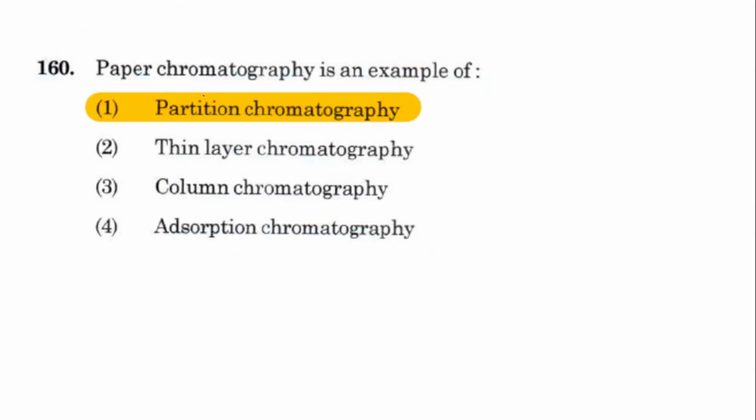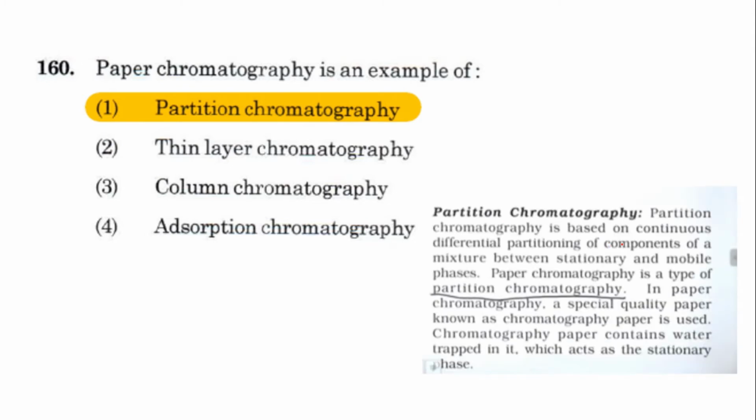And then paper chromatography is an example of partition chromatography. So see here. Partition chromatography is based on continuous differential partitioning of components of a mixture between stationary and mobile phases. So paper chromatography is a type of partition chromatography. So partition chromatography is the correct answer.